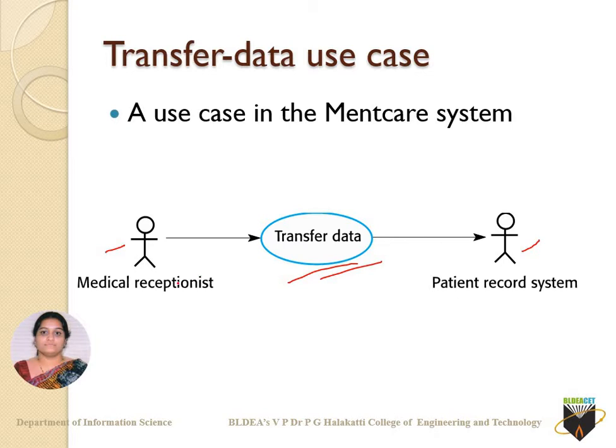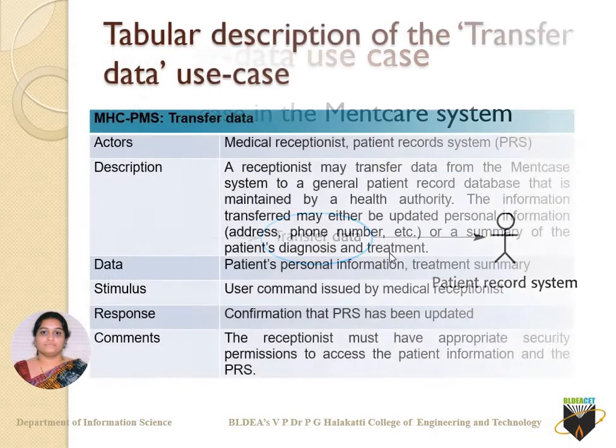Okay, now if I have a medical receptionist. The medical receptionist is the one who transfers the data to the patient record system. That is, the patient record system is the one which has the database of all the respective patients. So who is taking that particular data across? The medical receptionist is taking that. The medical receptionist transfers the data to the patient record system there. So this is one use case.